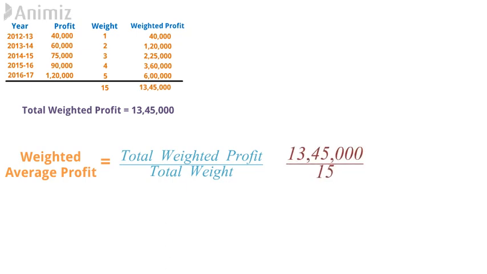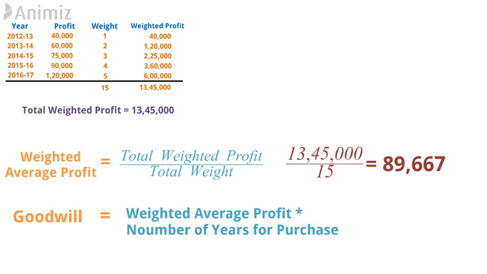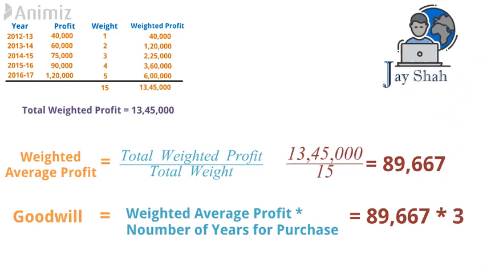13,45,000 divided by 15, so 89,666.66, which we will make 89,667. Same formula for the goodwill, weighted average profit into number of years of purchase, that is 89,667 into 3, and here comes the valuation of goodwill, that is 2,69,000.